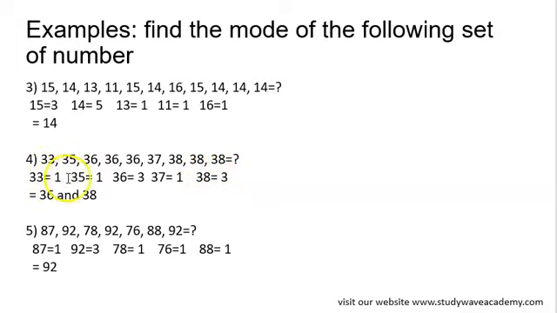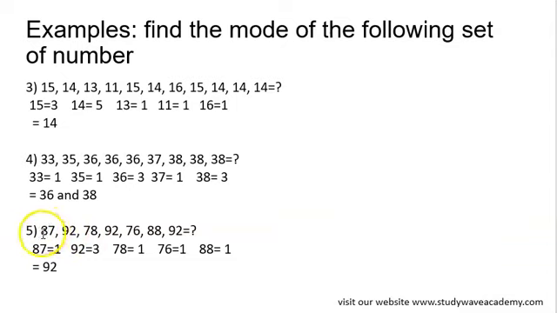Now, we are going to do what? Check for the numbers and how many times they appeared and which is the highest. 33 is 1, 35 is 1, 36 is 3, 37 is 1, 38 is 3. So here we have two numbers that have the same frequency, that have the same number of times they appeared. So our answer is 36 and 38. Okay, we have 36 and 38 as our answer. The mode of these numbers are 36 and 38 because they appeared more than the other numbers. We do the same in number 5.